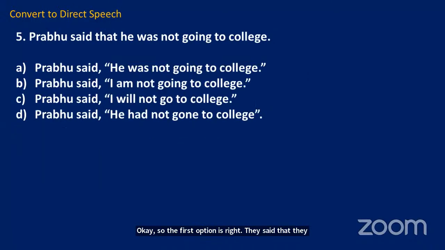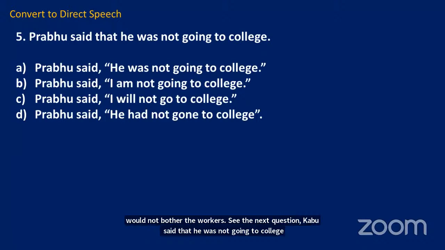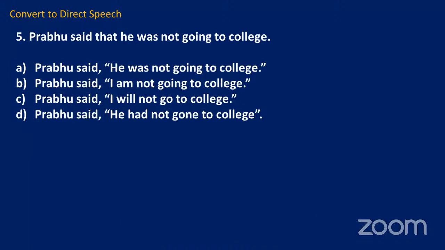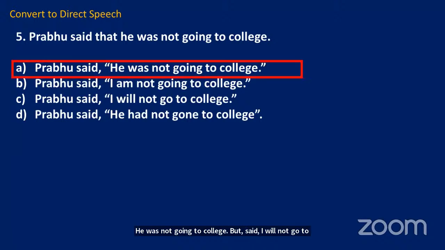See the next question. Prabhu said that he was not going to college. Here, indirect speech is given. You need to convert it into direct speech. Prabhu said he was not going to college. Prabhu said, I am not going to college. Prabhu said, I will not go to college. Or Prabhu said, he had not gone to college. So the answer is, Prabhu said, he was not going to college.